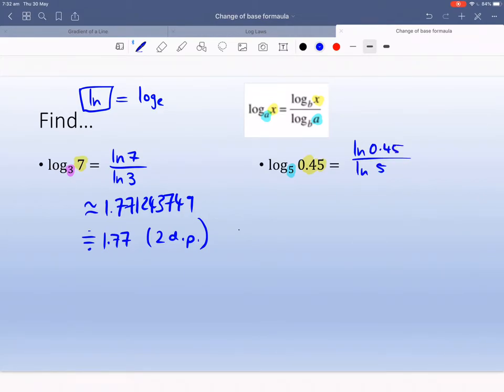So X is 0.45, ln of 0.45 over ln 5, and I should be able to punch that into a calculator. I'm going to punch it in now. You get ln 0.45 on top, and at the bottom you get ln 5. And I get a negative number, negative 0.4961407272. So to 2 decimal places, that's negative 0.50. So the change of base helps us solve these questions.